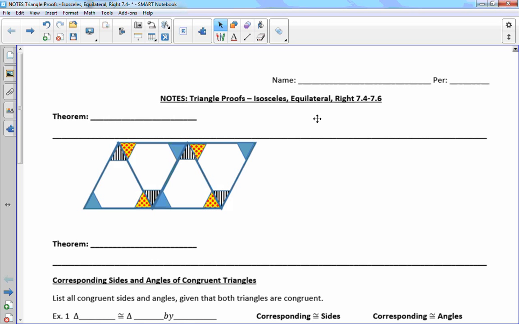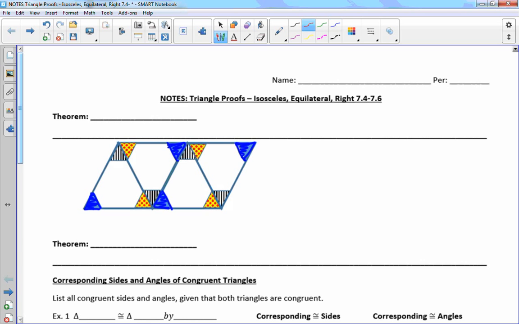Because I couldn't print in color, I can only put in black and white, so I do textures on this one. We have the solid, the striped, and the polka dotted. Now look what happens when we rotate the triangle. Would you agree that all four blue angles are congruent? Because we're tracing the same exact triangle every single time.